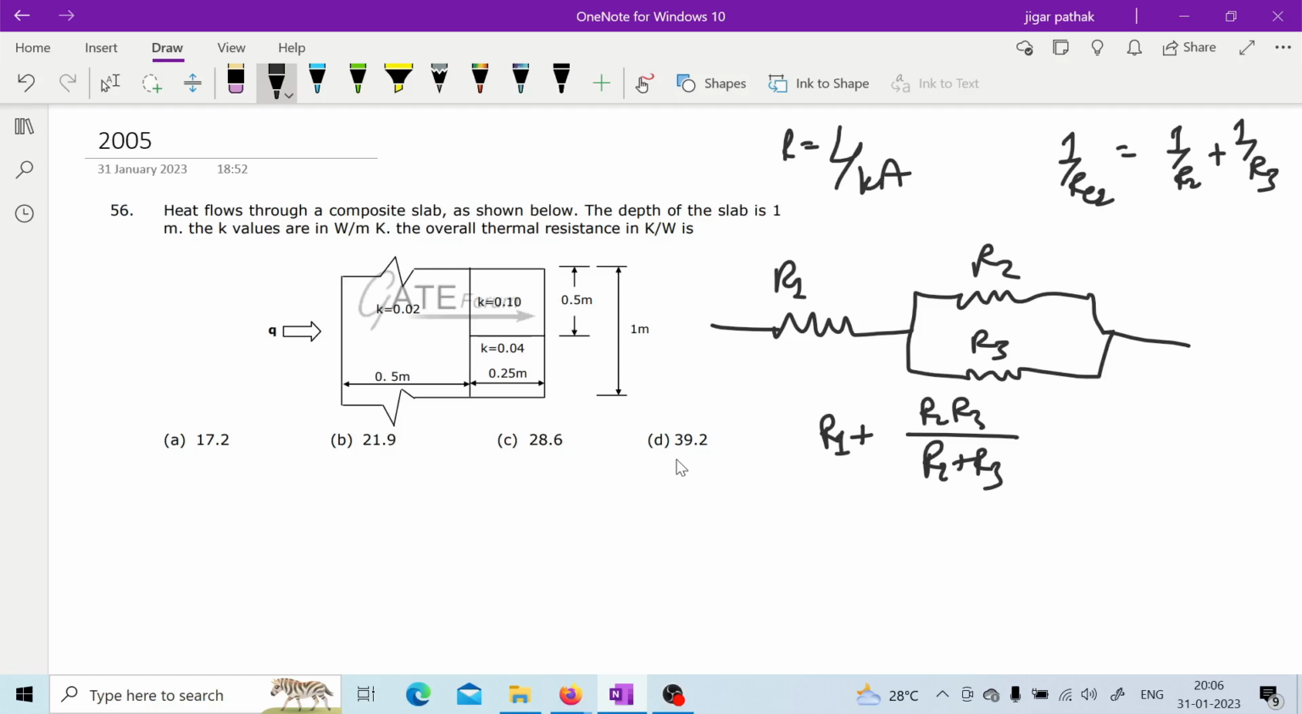28.6. Okay, correct. Anyone else? Anyone else got the same answer?